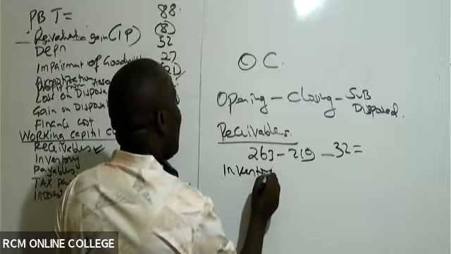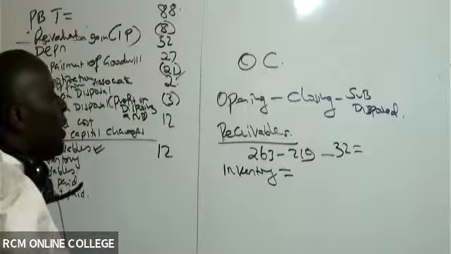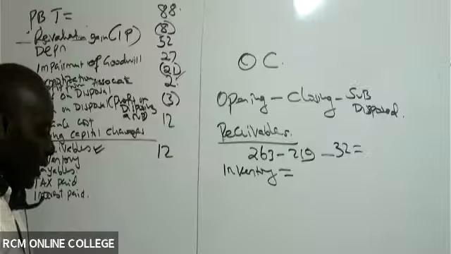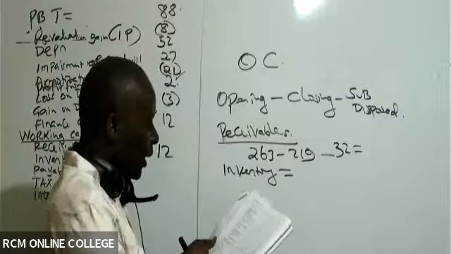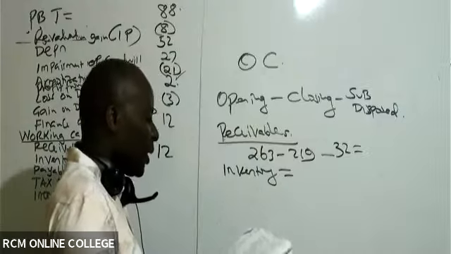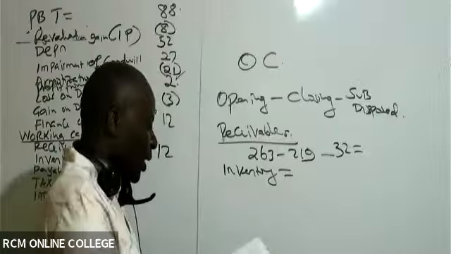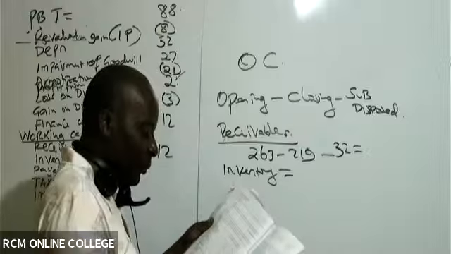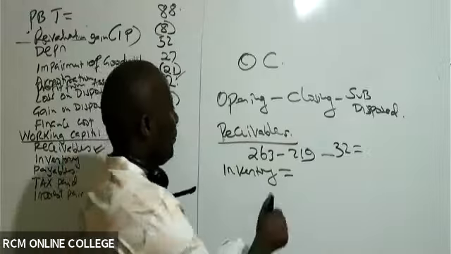Please go and do the same for inventory for us. Inventory is about opening minus closing minus the subsidiary disposed. So in inventory opening, under current assets, is there somebody who is able to see inventory under current assets? How much do we have there? Yeah, 201, 256.